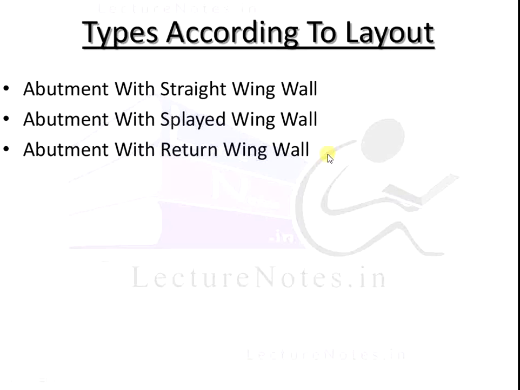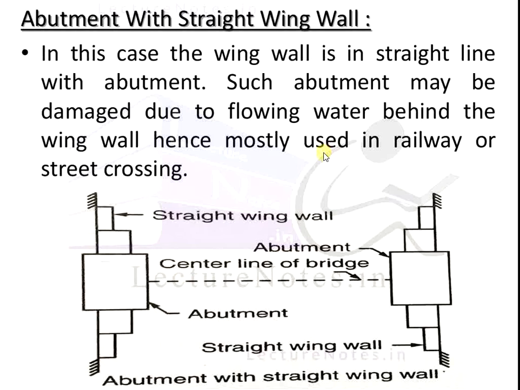The first is the abutment with the straight wing wall. Second, the abutment with splayed wing wall, and third, the abutment with return wing wall. We have to see them one by one. First is the abutment with straight wing wall. In this case, the wing wall is in a straight line with the abutment.